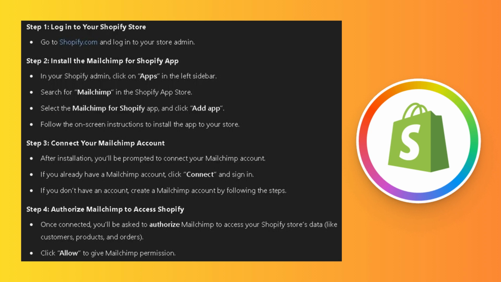Then, install the Mailchimp for Shopify app. In your Shopify admin panel, click on Apps on the left sidebar. Search for Mailchimp in the Shopify App Store. Select the Mailchimp for Shopify app and then click Add App. Follow the on-screen instructions to install Mailchimp onto your Shopify store.